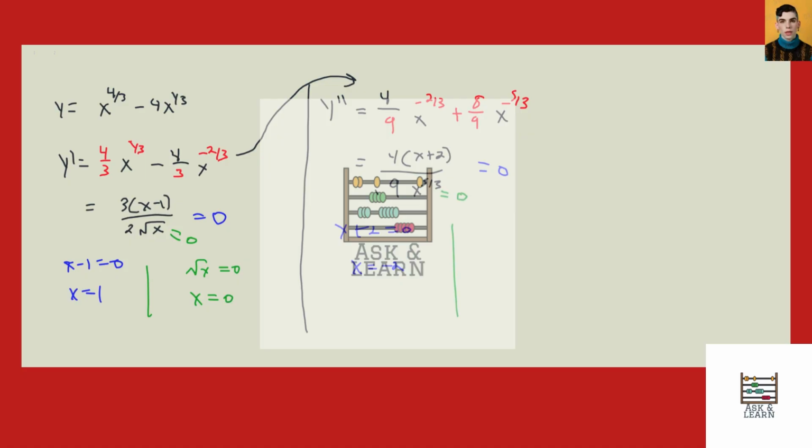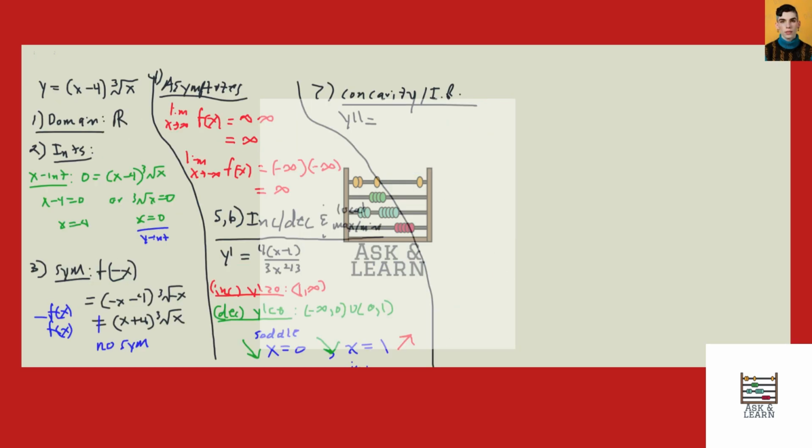And then we need to set our denominator equal to 0 because the function will be undefined there. And that will tell us that x to the 5/3 is equal to 0, or just x is equal to 0. All right, so these are our two possible points of inflection, since x is equal to 0 is in our domain. All right, so we have y double prime equal to (4x plus 2) over 9x to the 5/3.